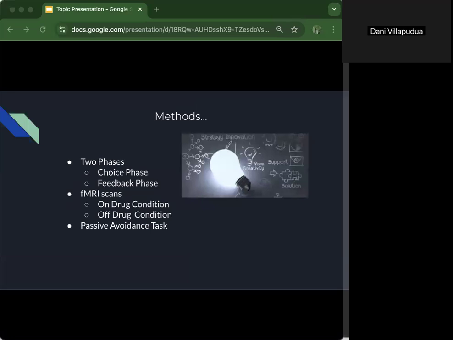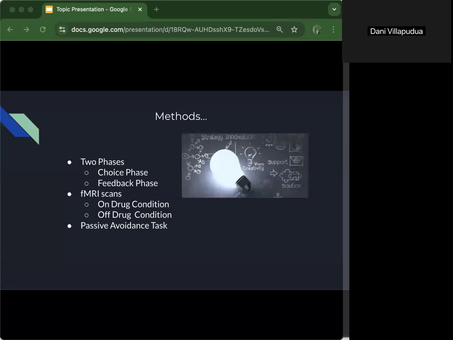So the experiment had two key phases. There was the choice phase and the feedback phase. Participants chose whether to approach or avoid visual stimuli based on expected outcomes during the choice phase, and they received feedback in the form of reward or punishment based on their choices. They were also presented with fMRI scans to track their brain activity, where participants completed a passive avoidance task.